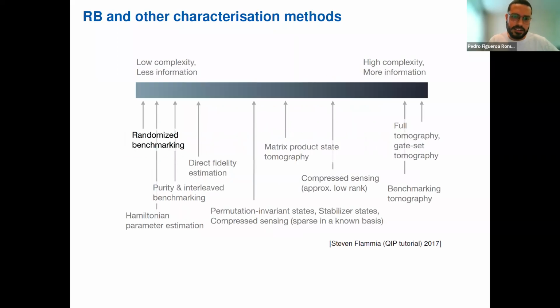Also, you might already know that randomized benchmarking compares, on the other extreme, with full tomography. Even if it doesn't give you that much information, it only tells you about average error rates of gate sets or even of individual gates, but it requires very little resources. Whereas doing full tomography scales exponentially, right? The amount of resources that you need scales exponentially.